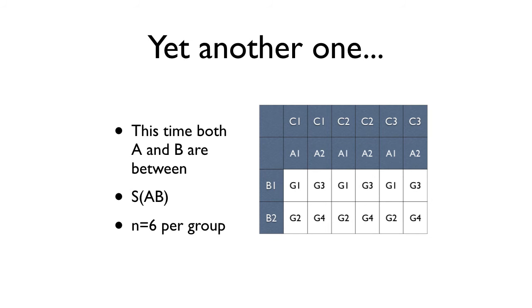So the number of observations is 72, because there's 12 cells and there's 6 subjects per group. So 12 times 6 is 72. 72 minus 1 is 71. So 71 total degrees of freedom.